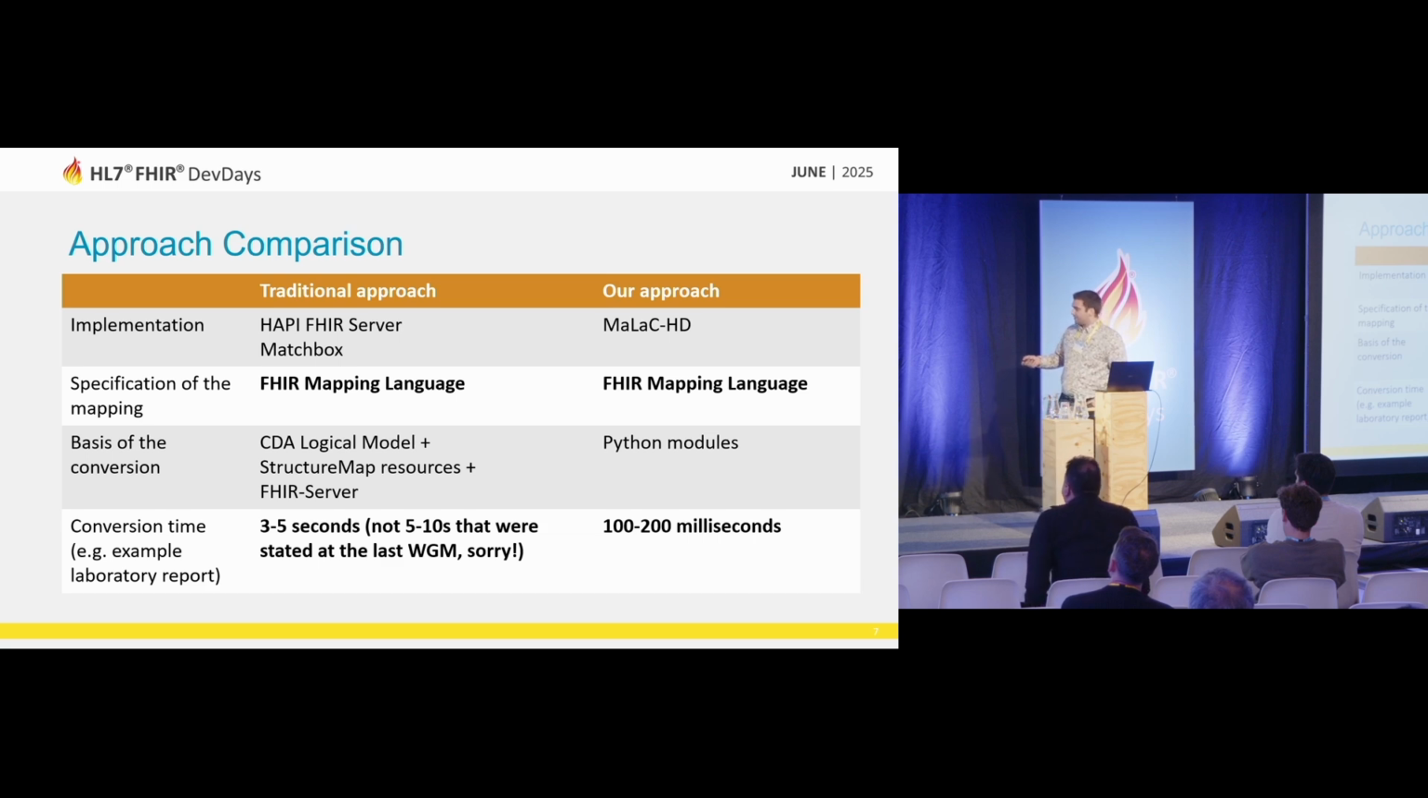The conversion time for our typical ELGA CDAs is 3 to 5 seconds. And I'm really sorry, we had this presentation also at the VGM. I stated it's 5 to 10 seconds. We didn't use the newest version. There were many fixes there. So it's 3 to 5 seconds. And we are about 30 times quicker now with our way to compile the whole thing first.